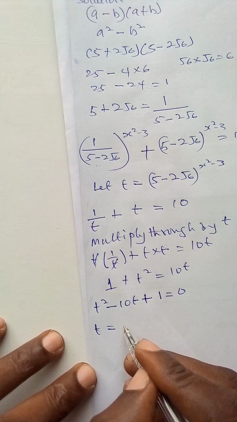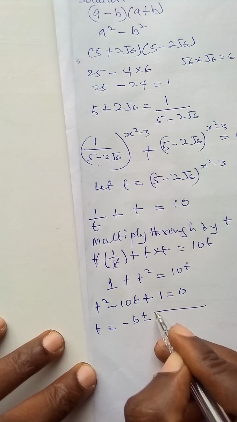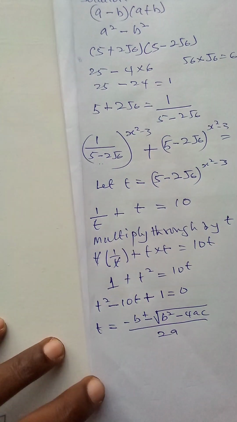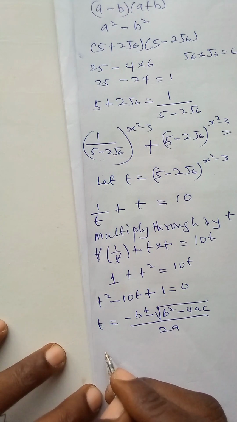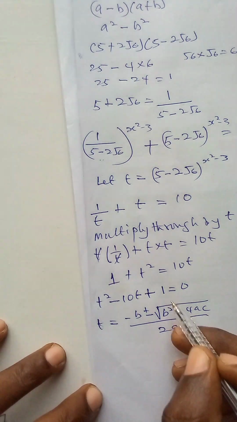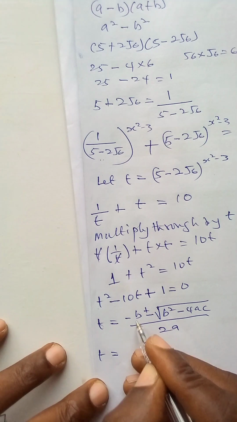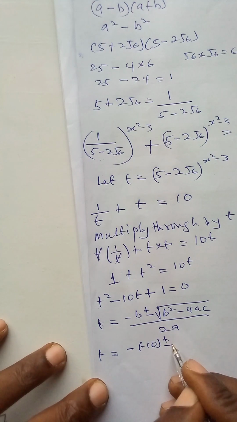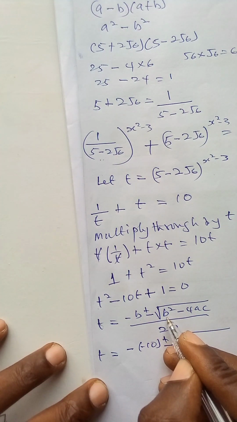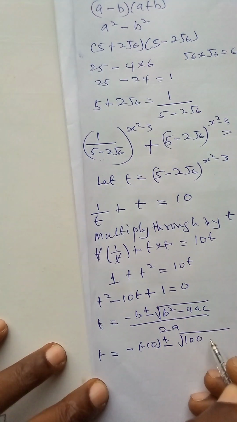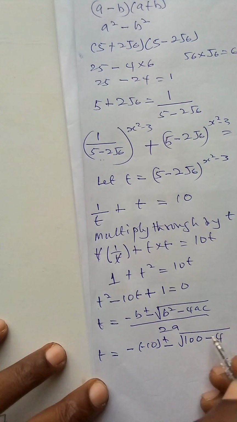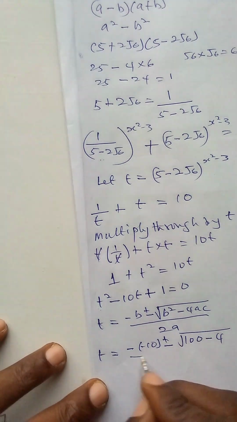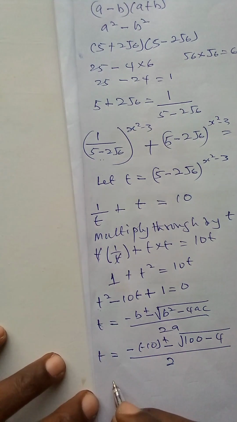Let us use the formula method. The t now becomes (−b ± √(b² − 4ac)) all over 2a. Now, b is −10, a is 1, and c is also 1. t is equal to −(−10), which is my b, plus or minus the square root of 10 squared, which is 100, minus 4 times 1 times 1, 4 times 1 times 1 is 4, all over 2 times 1, which is 2.